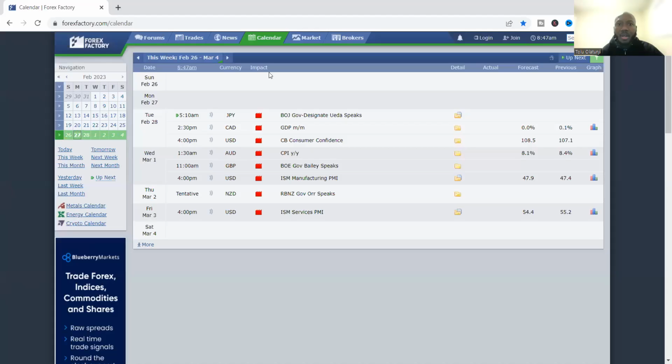So if you look at what we have over here right in front of us, Monday, we don't have any data. So more or less the market might be a bit quiet on Mondays. And we're focusing on either euro or USD.